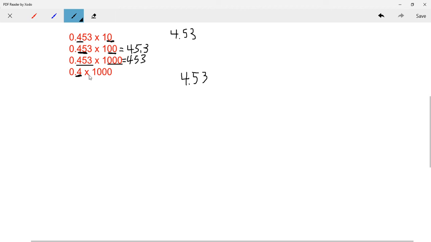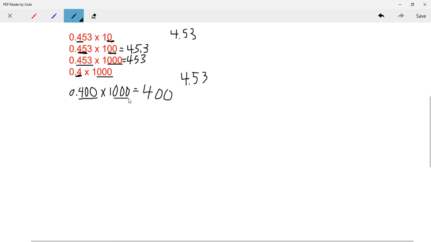Okay, for this one, 0.4 or 4 tenths times 1,000. Now we need to move 3 digits to the other side, but there's only 1 digit here, so what do we have to do? We have to add zeros until there are 3 digits. So 3 digits would be 400, and if we move it to the other side of the decimal, that just becomes 400.